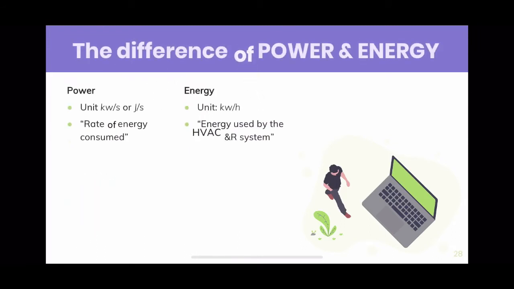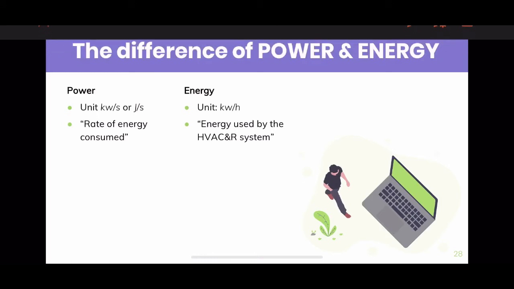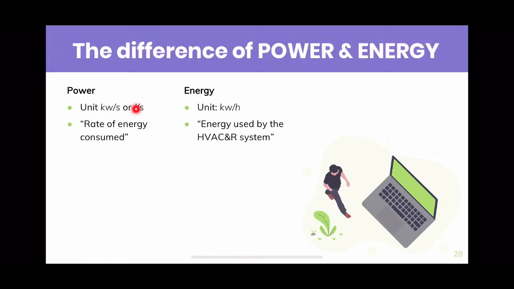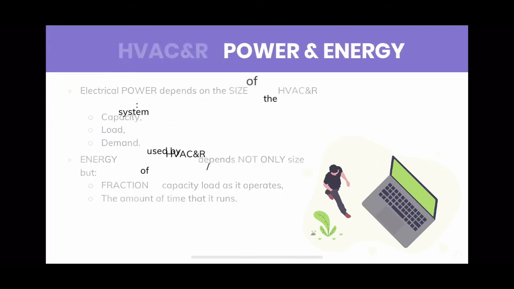So the unit that we have for power is kilowatt, or joule per second, and for energy is kilowatt-hour. So power here is the rate of energy consumed, while the energy is the energy used by the HVAC system over how long you use it, and usually this is what is tariffed by our government that you have to pay on the electricity bill. Right?